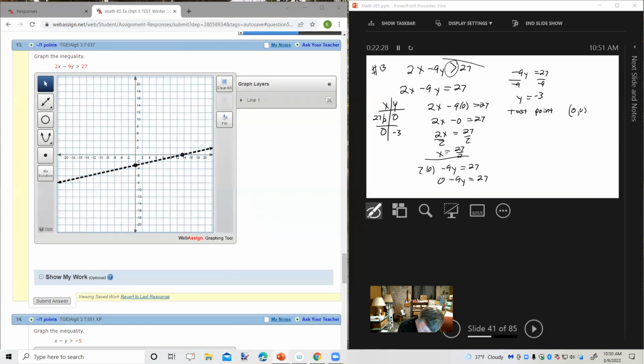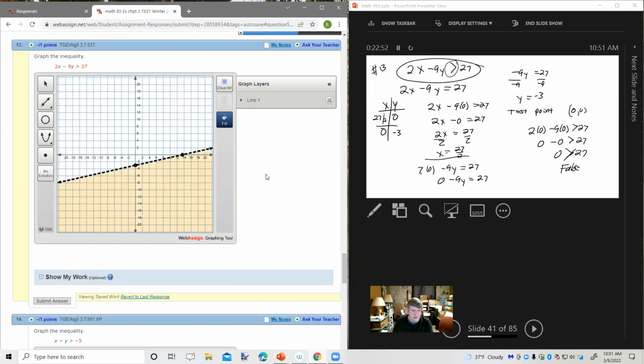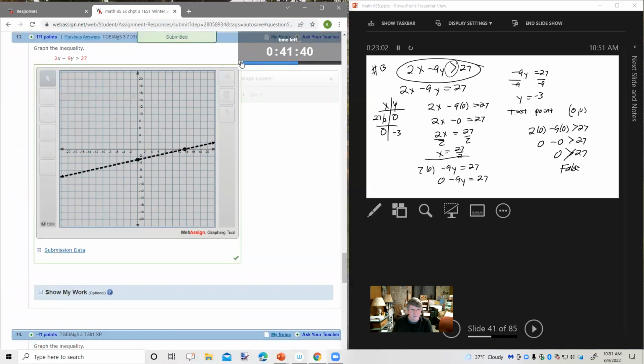And we're going to put that into the original inequality statement. 2 times 0 minus 9 times 0 greater than 27. 0 minus 0 greater than 27. 0 greater than 27. That is false. So we would not shade the side of the line that has the point 0, 0. So instead we would shade the other side. Okay. And let's check that.